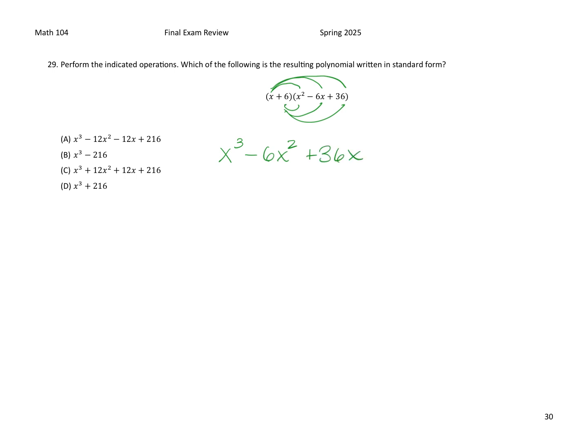Then I move on to my 6 and I distribute that 6 to each term in the second parentheses. So I have 6 times x squared is 6x squared. 6 times negative 6x is negative 36x. And 6 times 36 is 216.